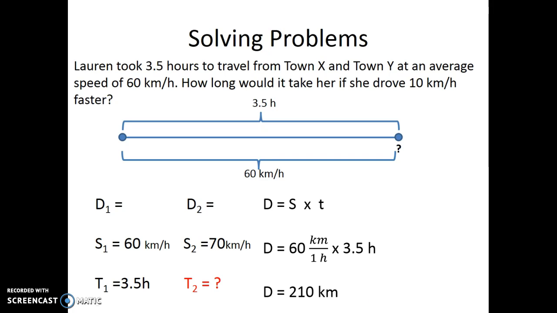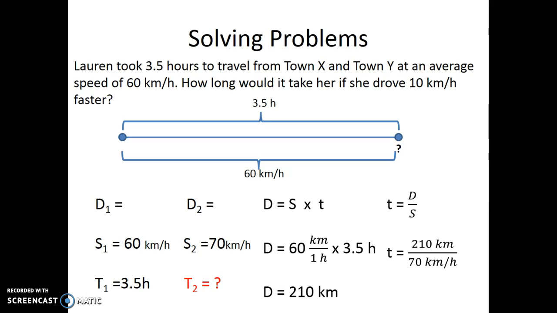Now we're set to find our new time. So it's going to equal distance over speed. I forgot to point this out when we started here, guys, but notice that my speed 2 is 70 kilometers per hour. Up here in my word problem, it said, how long would it take her if she drove 10 kilometers per hour faster? Okay, so the faster is in reference back to this 60 kilometers per hour. So that means we're just adding 10 kilometers per hour to the speed. So that becomes our speed 2.